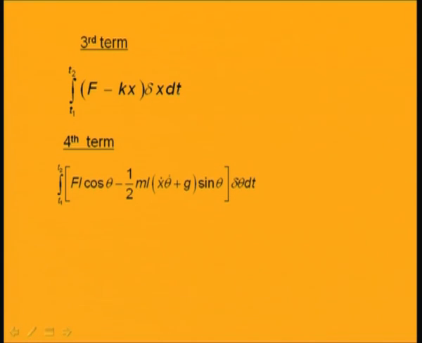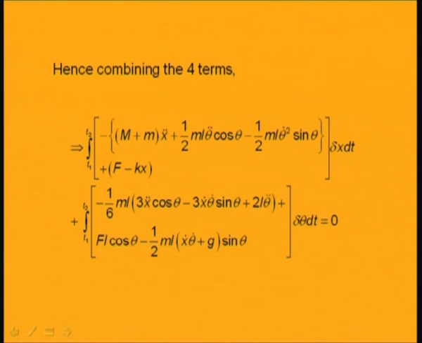Similarly, you can go for the third term, which is f minus kx delta x dx. You need not go further or integrate it further; you just keep the term in this form, something into del x dt. Similarly, the fourth term becomes this. Now you combine the terms with del x dt or del theta dt, and you just write this: this into del x dt plus integration this into del theta dt.